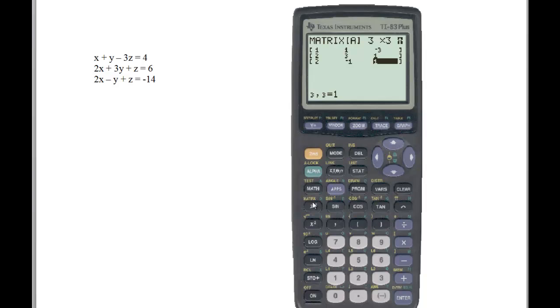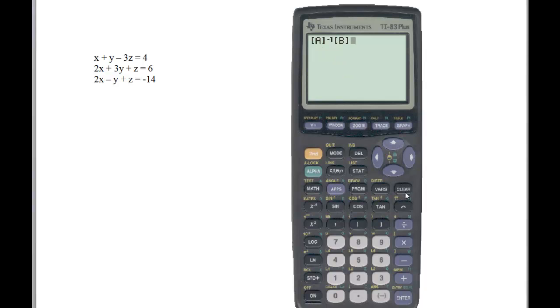I'm going to go second matrix again and move over to edit. Let's go just straight down the list here. Since that's all set up, 4, 6, negative 14. Now, if I go second mode, you'll see that I actually still have this on the screen, and I can call that back by going second enter, and this just gives me back the formula I had before, or you could have just hit enter.